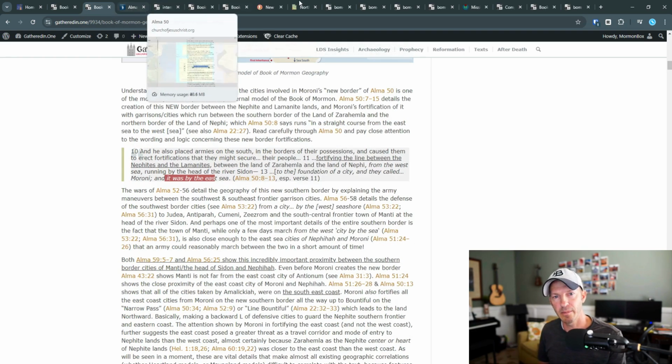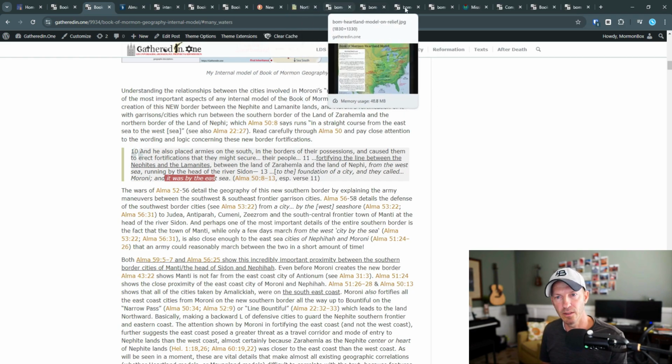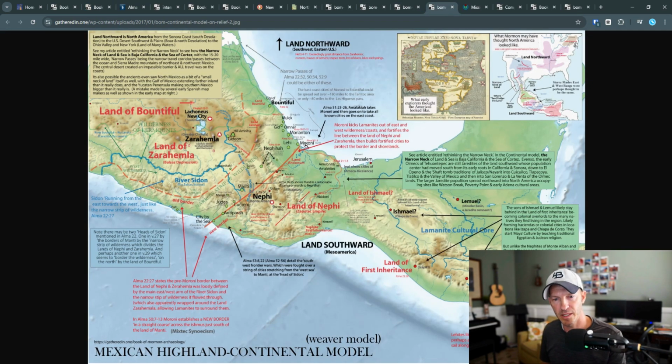Okay, so let's talk about that really quick. We'll go in my model. We'll just see what I'm saying here. So he builds the new border. Old border is the Riverside, essentially, right? That's the original border in that narrow strip of wilderness. That's the picture that's painted in Alma 22.